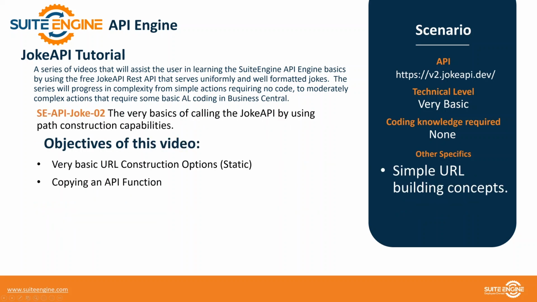So our objective is some very basic URL construction options. And also, as part of that process, we'll see how to copy an API function from an existing one to a new API function.